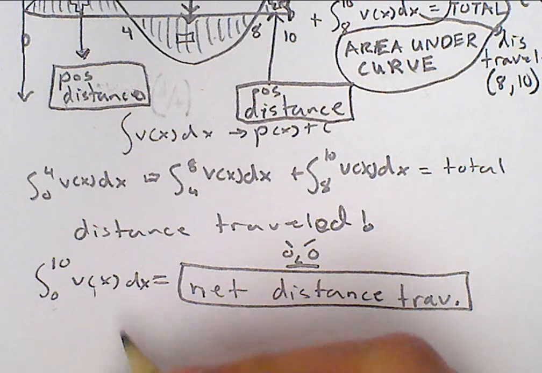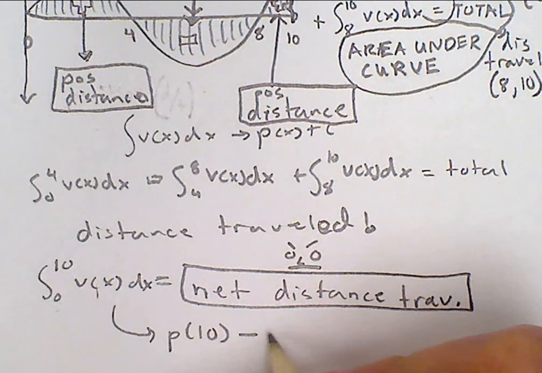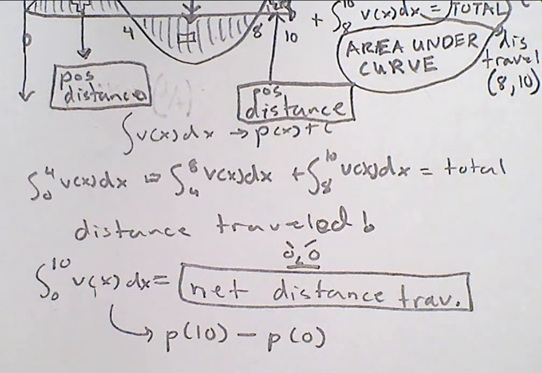This equals the position at 10 minus the position at 0, the end minus the start. That's it. It equals the end minus the start, the net distance traveled. Okay? And of course if it was negative, you would make it positive. I mean, distance we always consider positive. All right? Let's move on.